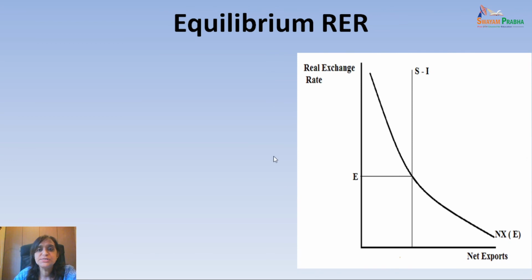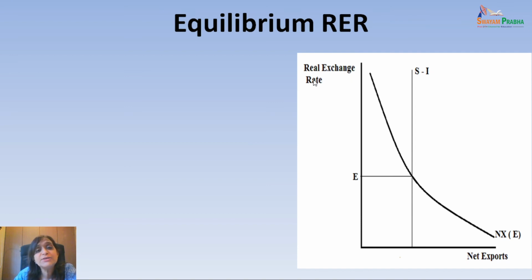This figure again has the real exchange rate on the y-axis and net exports on the x-axis. The net exports curve is downward sloping, that is, it is showing an inverse relationship between real exchange rates and net exports. You also see a vertical line of S minus I. What is S minus I? S minus I is net capital outflow, savings minus investment. You see it's a vertical line. Why is it a vertical line? Because savings and investment are not affected by real exchange rates.